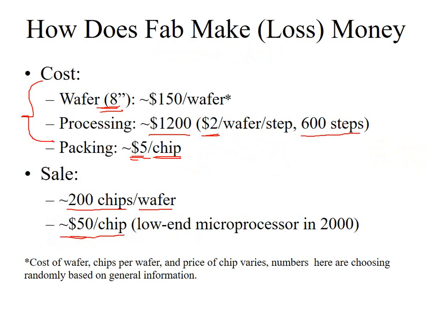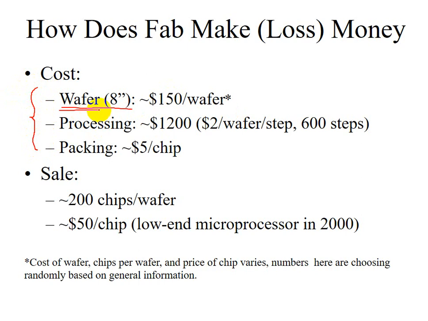Here is an example. Let's look at whether or not a fab is making money. First, let's look at the cost. The cost of a process includes three parts. First is the material, wafer. For example, an 8-inch wafer costs about $150 per piece.